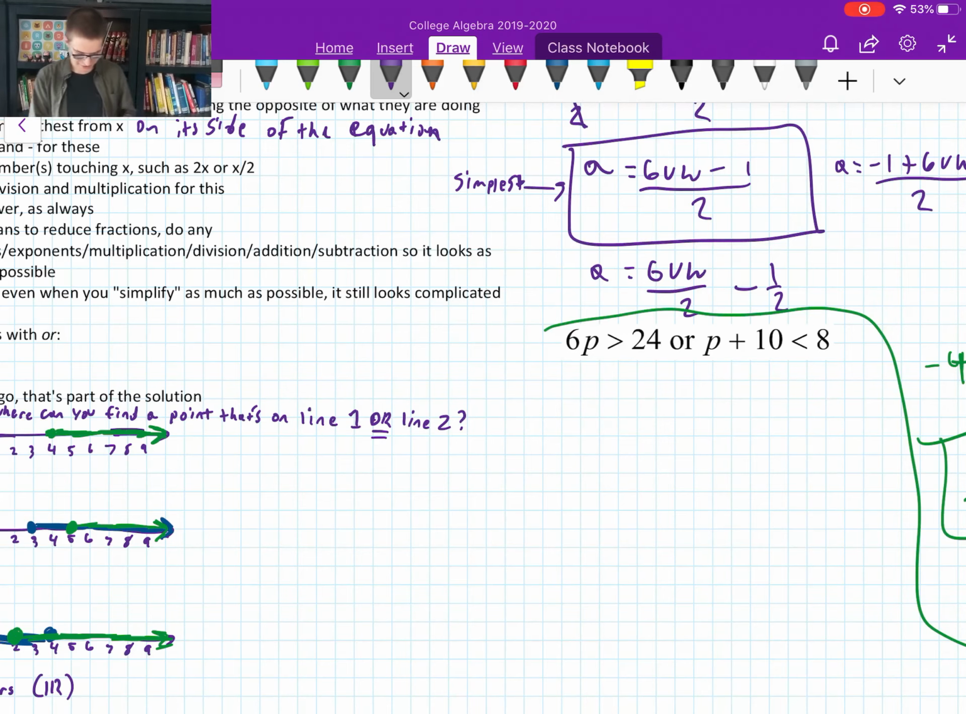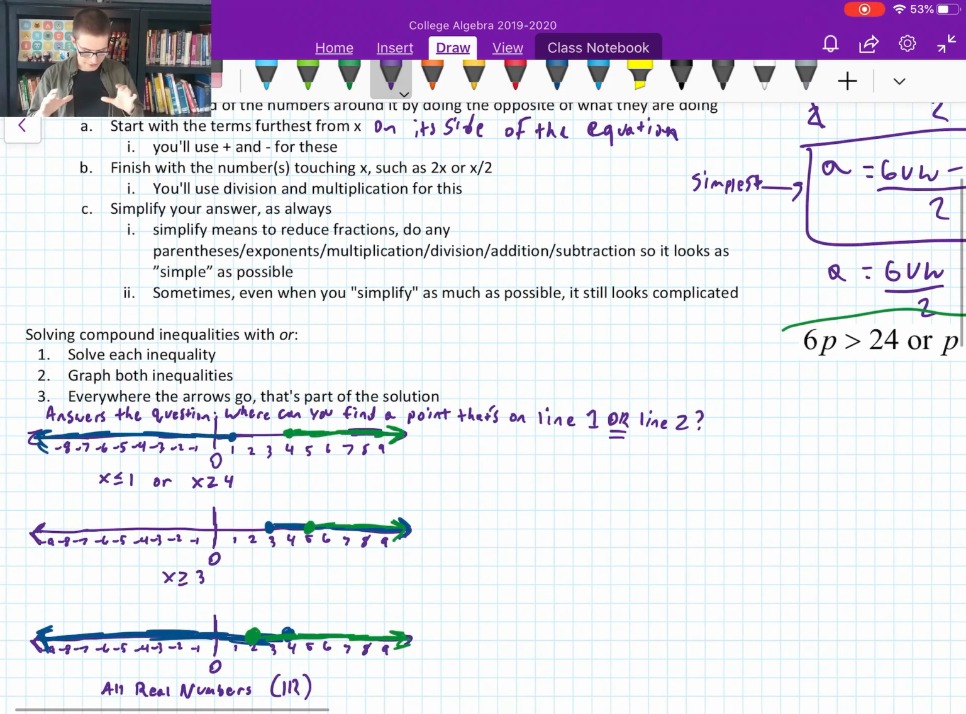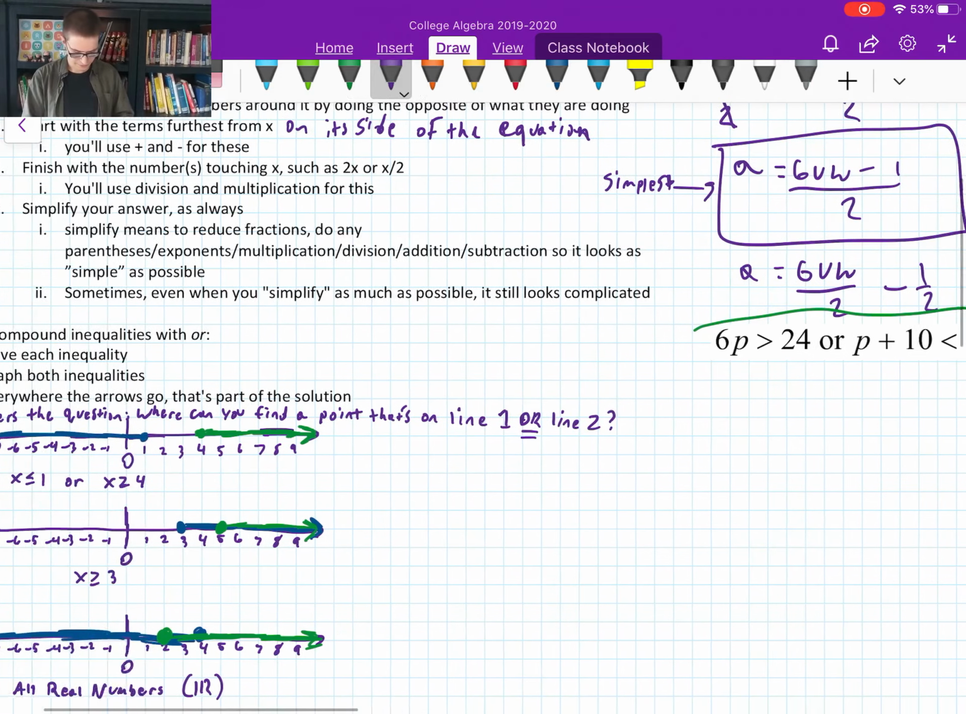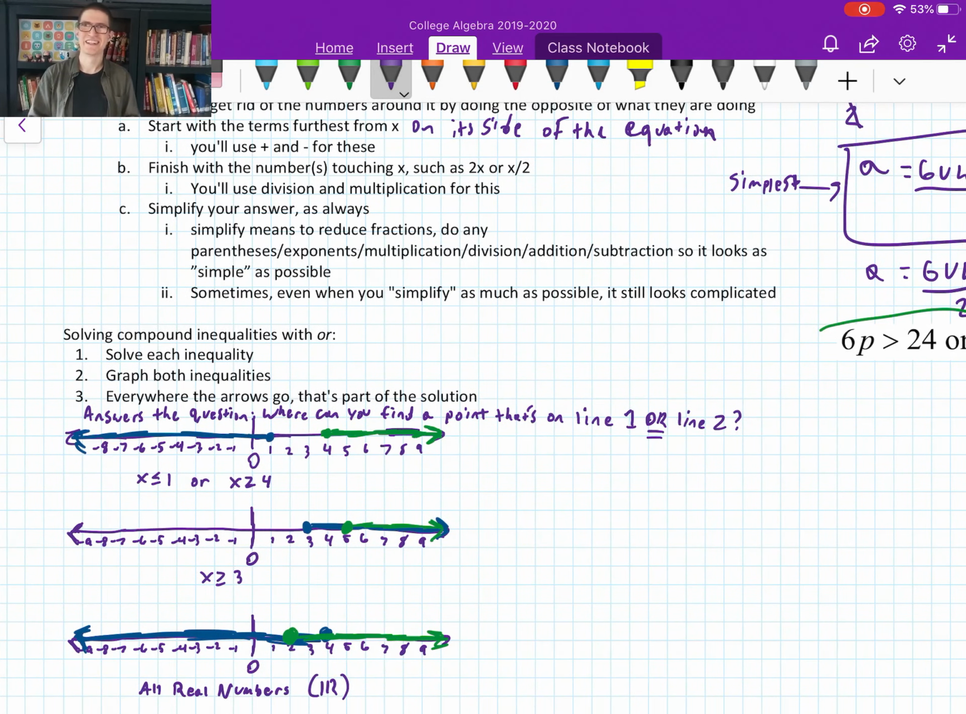So let's look at it this way. If we have a compound inequality and it says 6p is greater than 24, or p plus 10 is less than 8, we want to find a way to simplify this and understand what this is saying. In essence, we're trying to solve it, which is also another way of saying simplifying, but that's something we don't need to get into too much right now. For our sake, we're trying to solve this inequality. The first thing we want to do every single time is solve the inequalities as themselves.